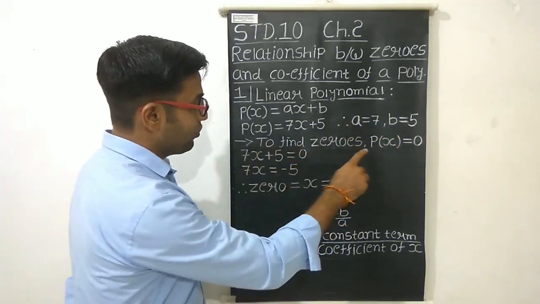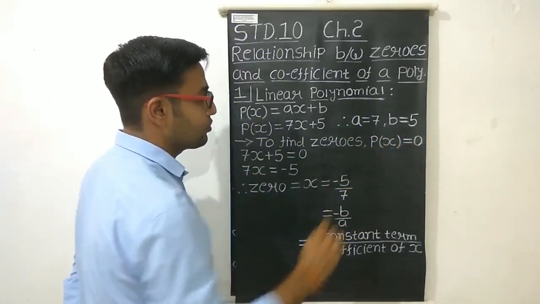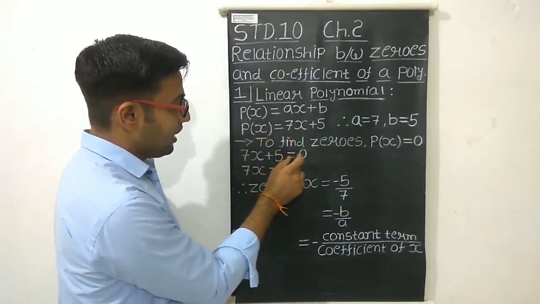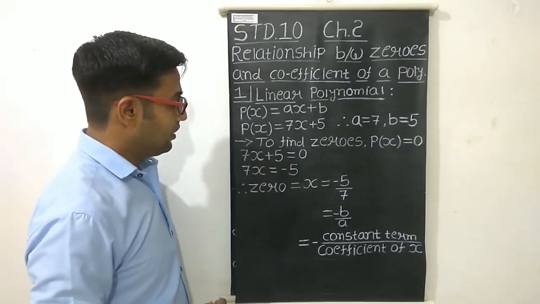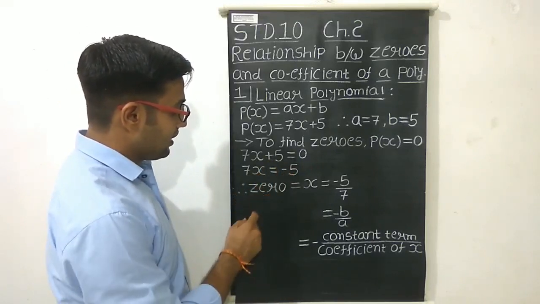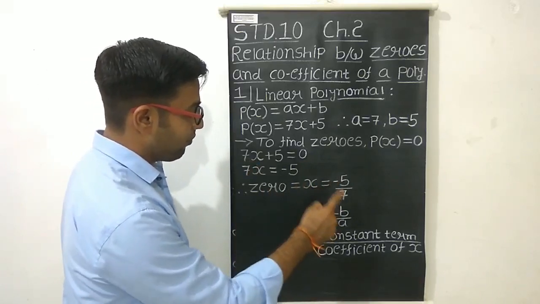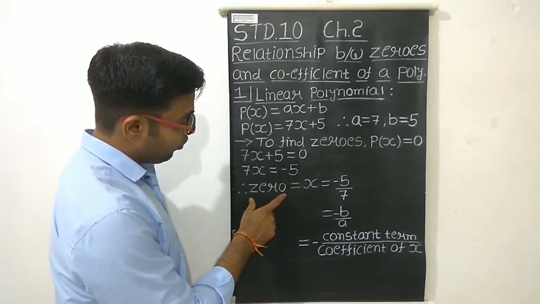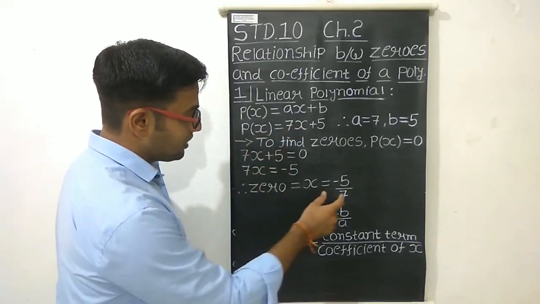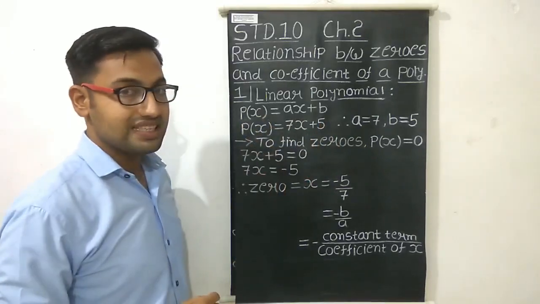Now to find the zero of the given linear polynomial, we have to take p of x equals 0. P of x is 7x plus 5, and that equals 0. By taking 5 to the right hand side, we get 7x equals minus 5, and by taking 7 to the right hand side, we get x equals minus 5 upon 7, and we call that the zero of this linear polynomial. Why? Because by putting this value in this polynomial, the value of the polynomial becomes 0.